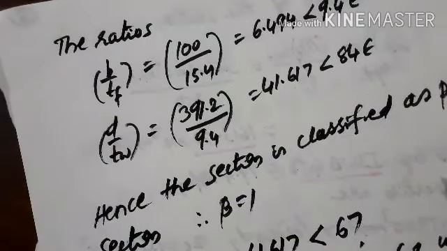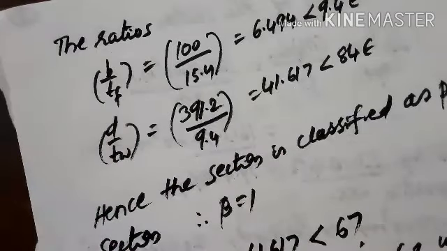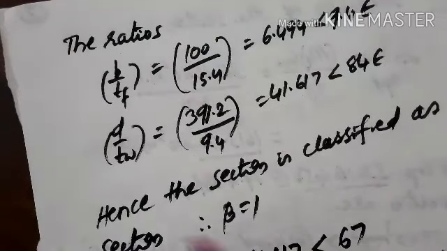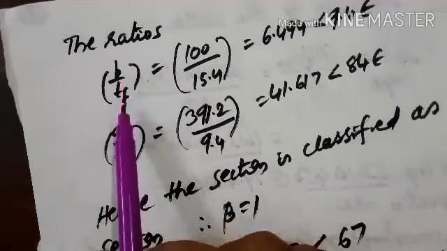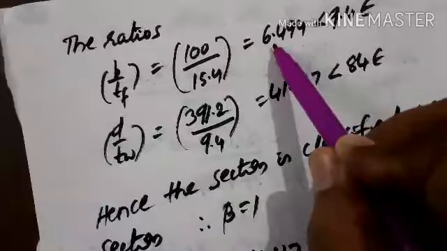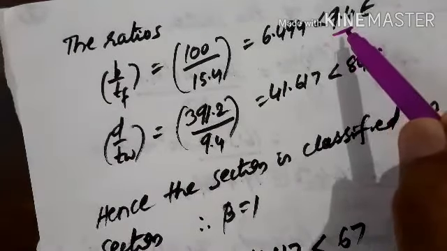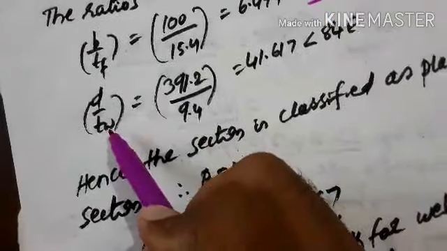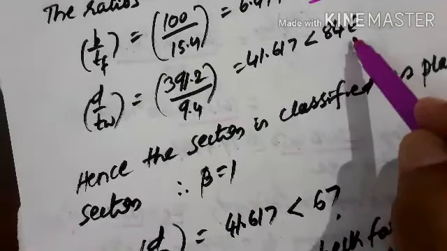as per Table number 2 of IS 800 2007. Here the section has two elements. One is the flange element, the other is the web element. We have to calculate the ratios of the elements separately. Let us first calculate the flange element ratio, that is width to thickness. We get 6.494, which is less than 9.4, the limit for a plastic section. Again, calculate the ratio for the web. We get 41.61, which is less than 84 epsilon.